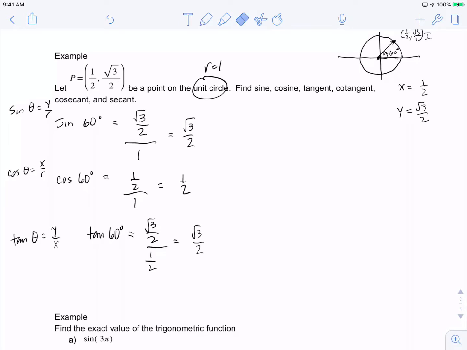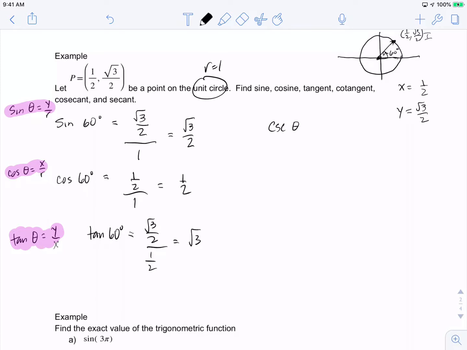Oop, I'm sorry, I was wrong. It's simply going to be radical 3. Okay. So again, these are values that you should have and memorize, or you can use them in your formula sheet if you want for the exam, but they're going to be imperative to understand to use.